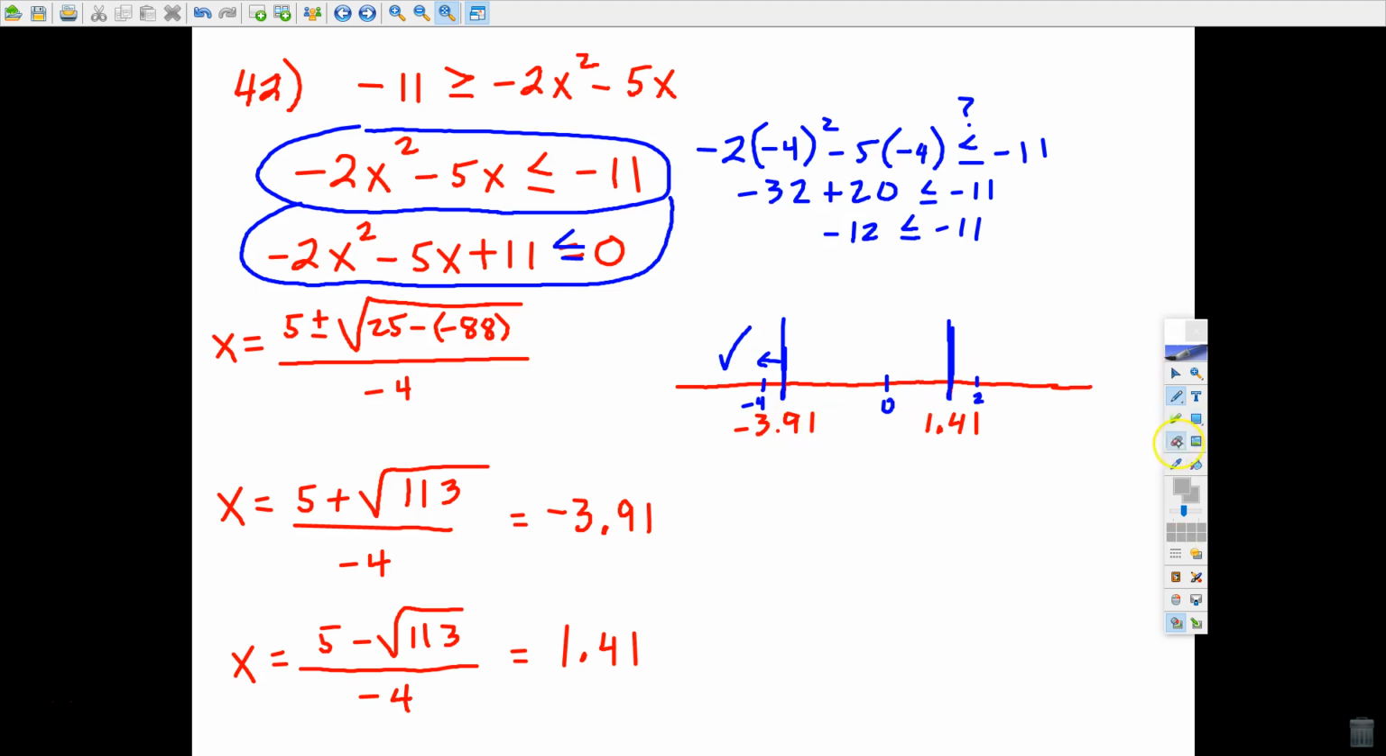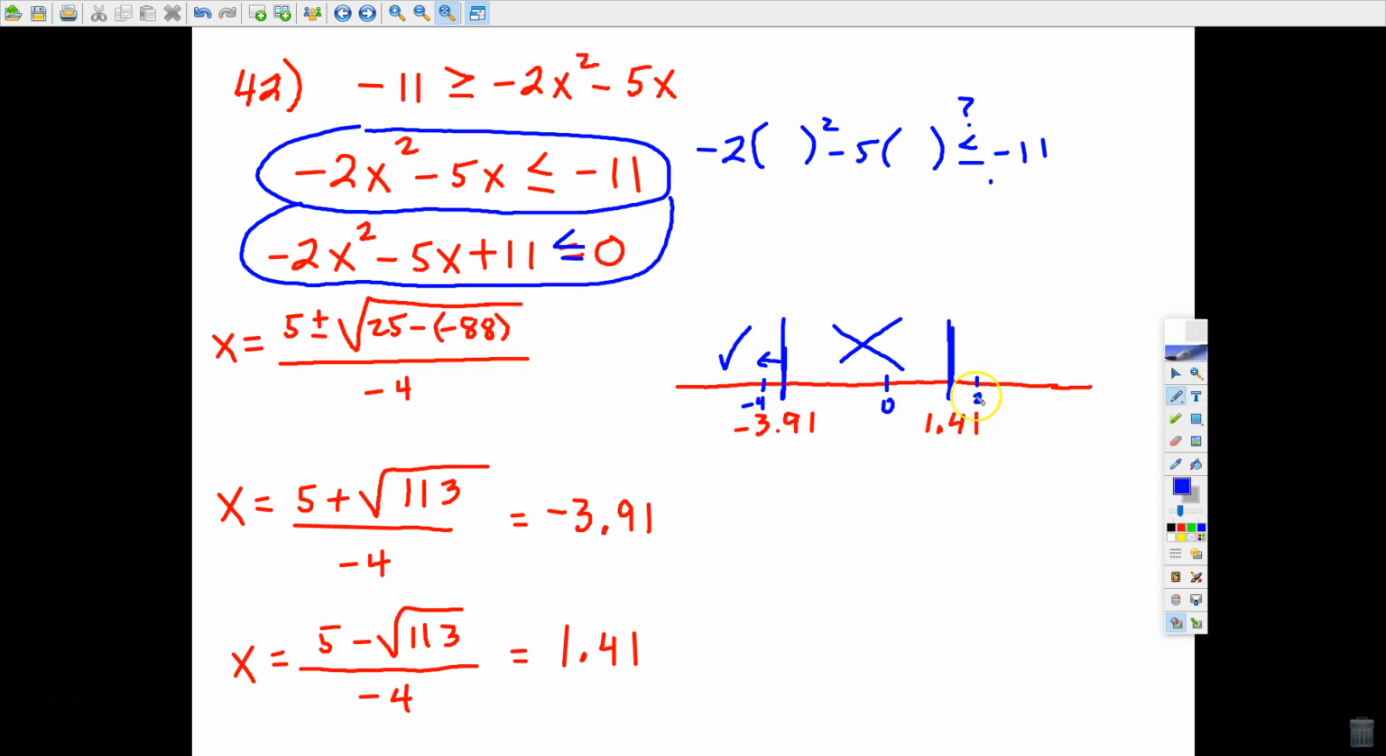All right, so now let's test 0, which is a number in between. Okay, so if I let both of these x's become 0, do I get a true statement? Well, I'm going to get 0 minus 0, which is 0. Is 0 less than or equal to negative 11? Well, definitely not. So therefore, the numbers in between negative 3.91 and positive 1.41 will not be part of this solution.